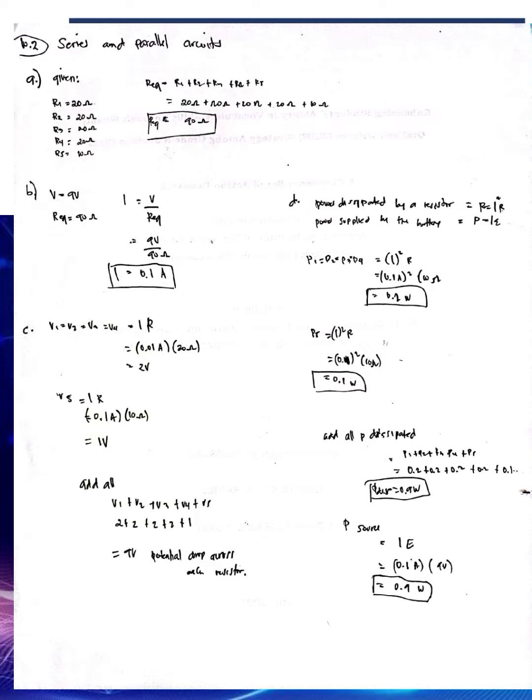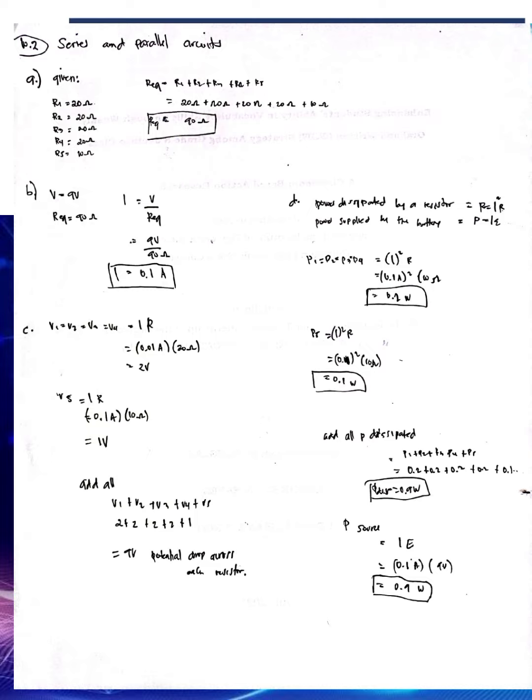And for resistance 5, it is different, it is 10 ohms, so its solution is different. So 0.1 ampere times 10 ohms, so we get 1 volt. Then we add them all: 4 resistors that have 2 volts and 1 resistor that has 1 volt, so we get 9 volts.